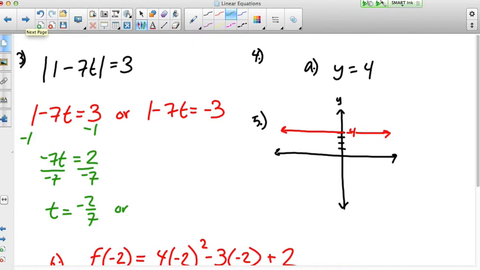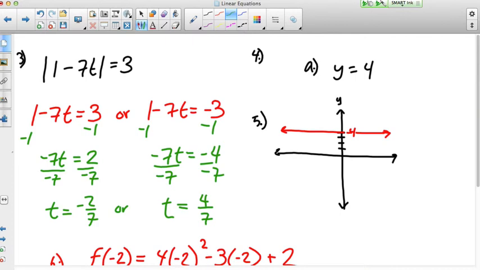Or, subtract 1 from both sides of the second equation. Negative 7t equals negative 4. Divide both sides by negative 7. t equals positive 4 over 7. So my answer choice for number 3 was C.